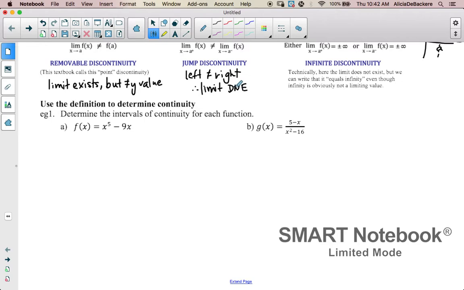Sometimes you'll see this short form DNE for does not exist. And then here, we're going to see infinity on one side or both. All right, so using that definition to determine continuity. Well, this one here, the first example is a quintic function. So it's just a polynomial function. So I'm going to write down my understanding.